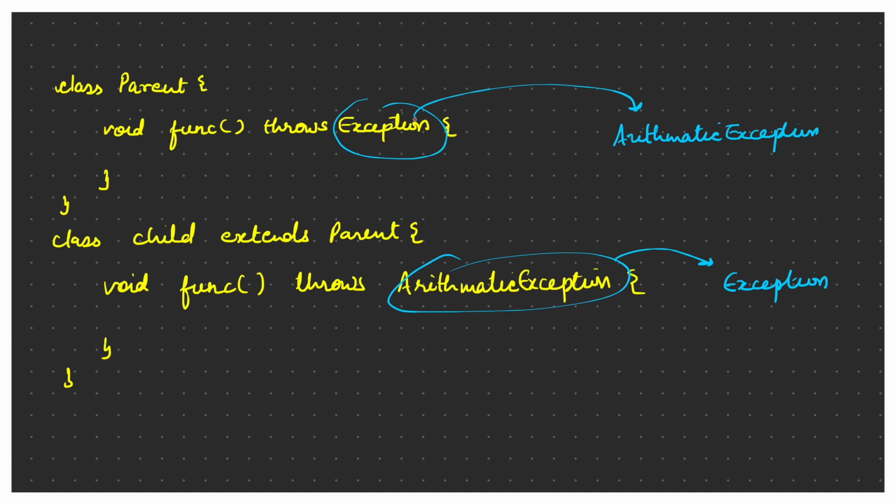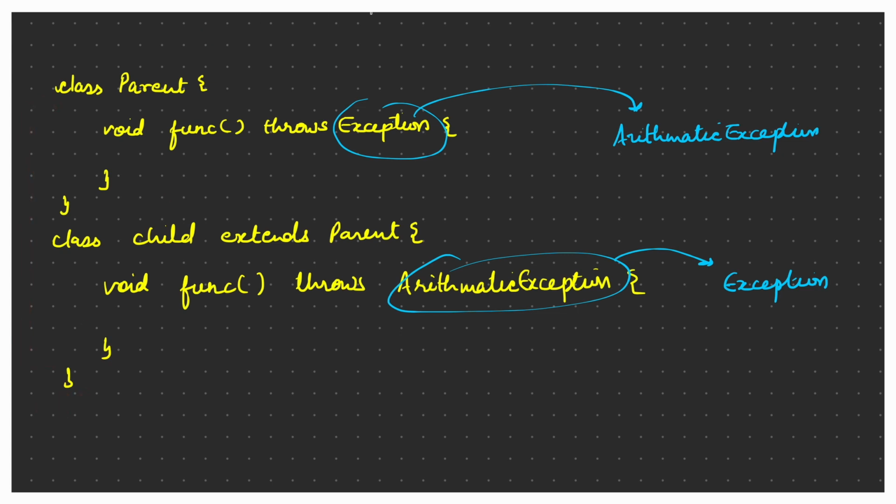The parent class function throws this exception, which is a parent class of ArithmeticException. Parent class means this function can handle all the exceptions which are subclasses of this exception class. And the child function again throws ArithmeticException, which is a subclass of this exception class. That means it will work absolutely fine.